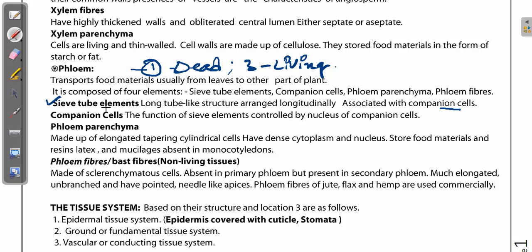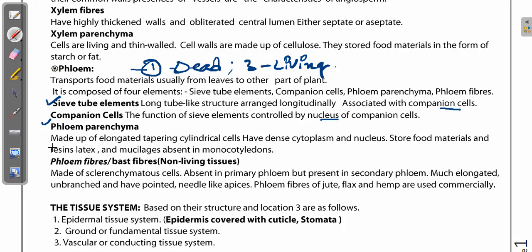The sieve tube always has the support of the companion cells, whose function is to provide nucleus support. If, due to accidental causes, the cell loses sieve tube elements, the companion cells are going to produce them. So that's about these two cells. And phloem parenchyma, the associated parenchyma cells with phloem, are also tapering cylindrical cells. They have a lot of cytoplasm and a nucleus, and they also have the specific function of storing food materials.